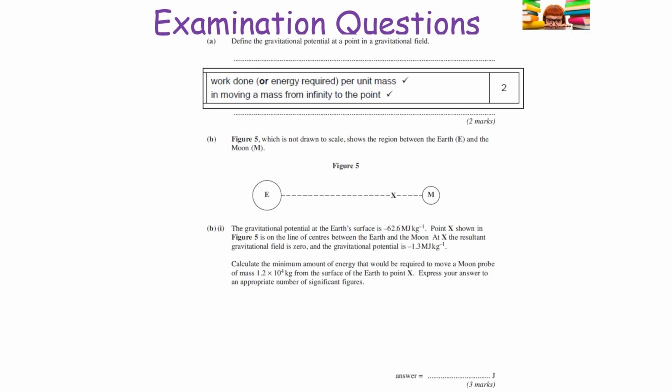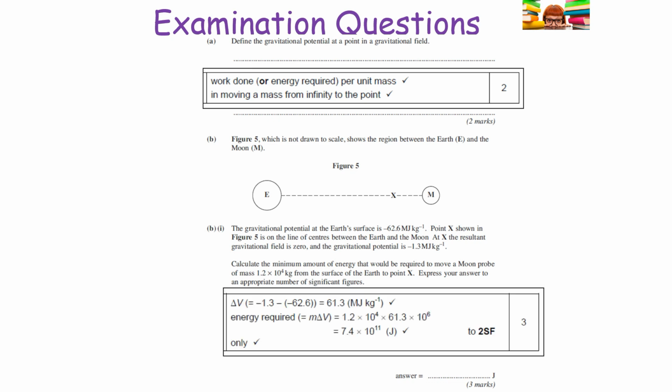So therefore the first thing you can do is work out the potential difference. So the potential difference in moving from the Earth to the point X is going to be 61.3 megajoules per kilogram. Now you should then also remember that if we have a potential difference and we need to work out an energy or a work done, well therefore work done is mass times by potential difference.